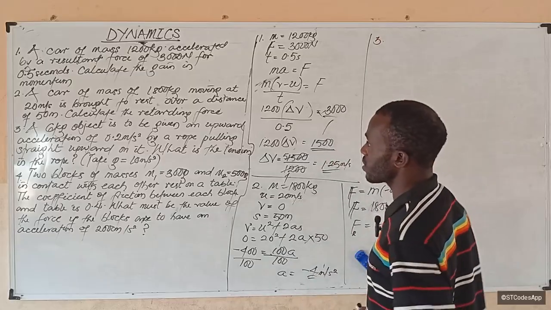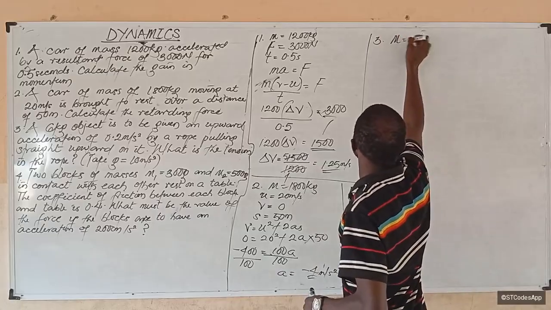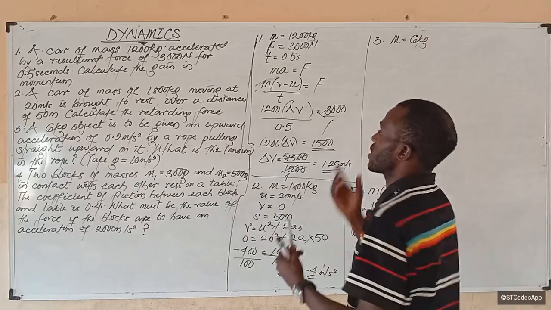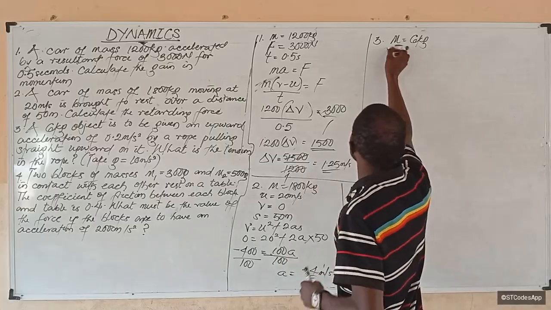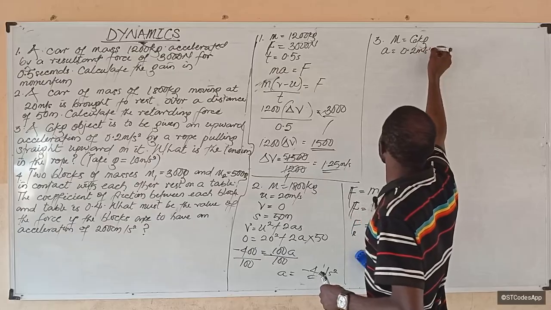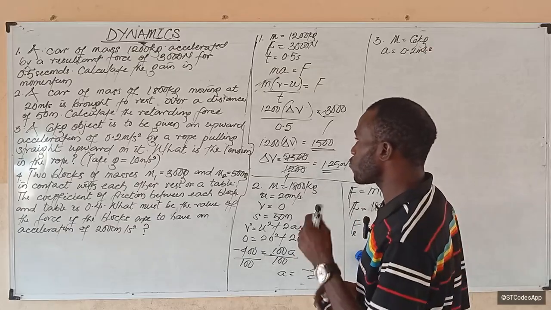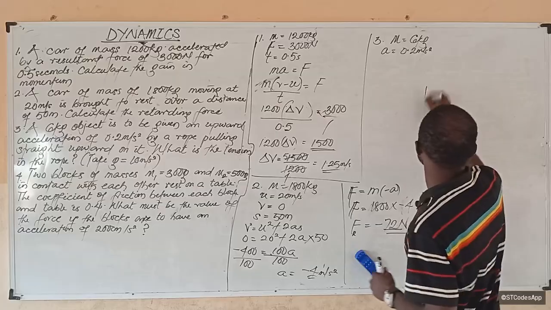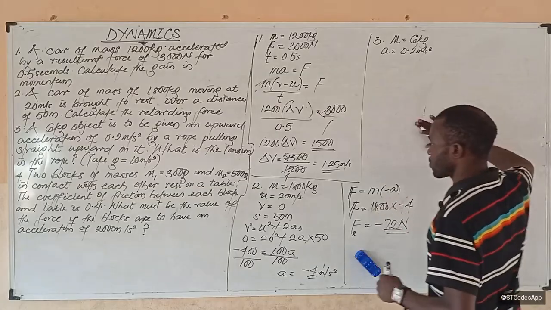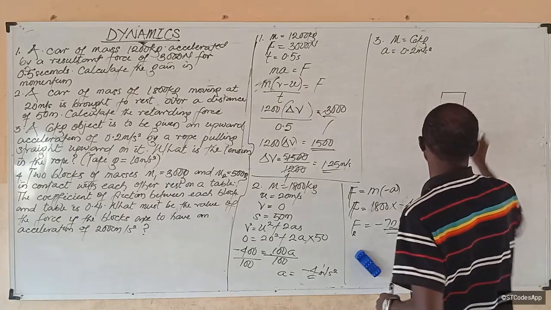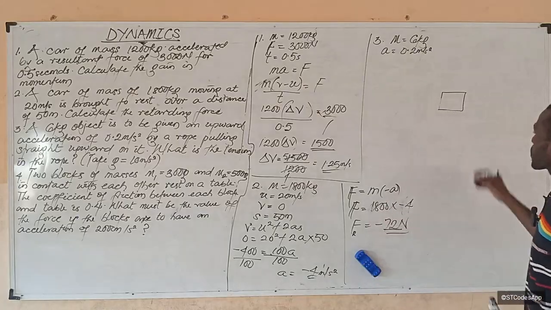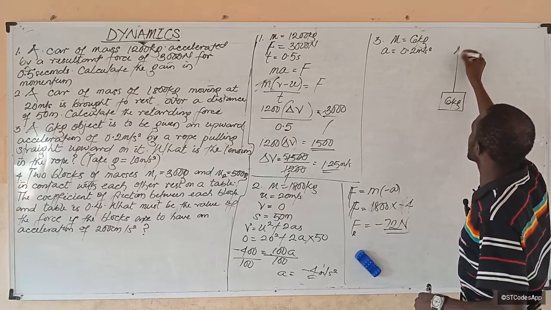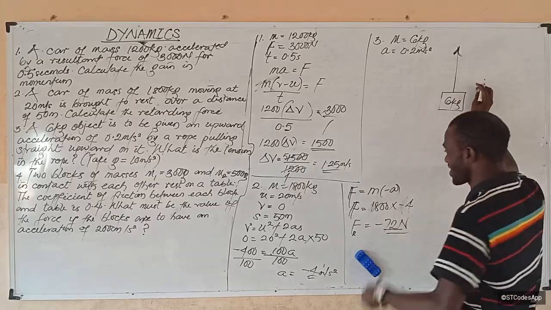A 6 kg object, the mass of the object is 6 kilograms, is to be given an upward acceleration of 0.2 meters per second squared by a rope pulling straight upward. So if a rope pulls upward, let's draw that in. The mass of this object is 6 kg. It is to be pulled upward, caused to accelerate upward.